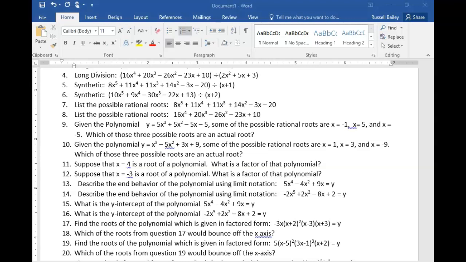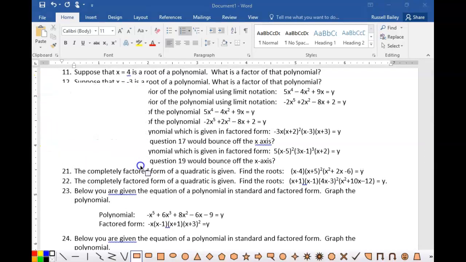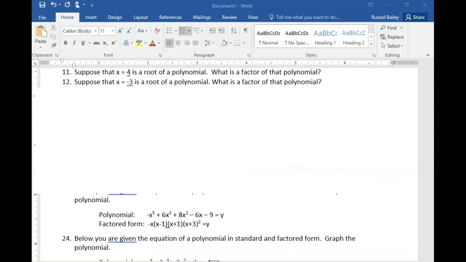Okay, let's go ahead and move on to number 11. You guys will like number 11. It's really quick and easy. Just got to remember it. It says here on number 11, suppose that x equals 4 is a root of some polynomial. If that's true, then what is a factor of that polynomial? The factor theorem says that it will be x minus 4. It's just x and then the opposite of this number. So x minus 4 would be the factor. And that's it. Pretty chill.